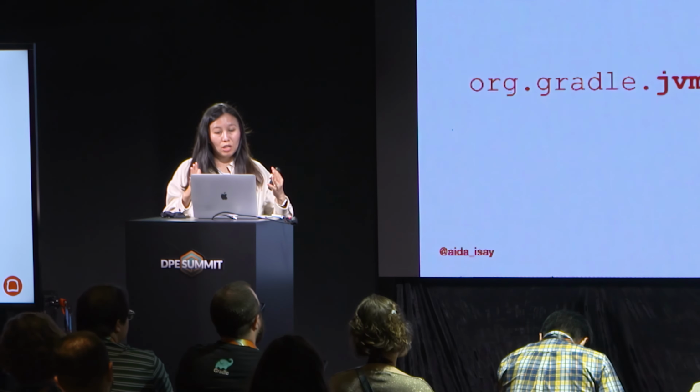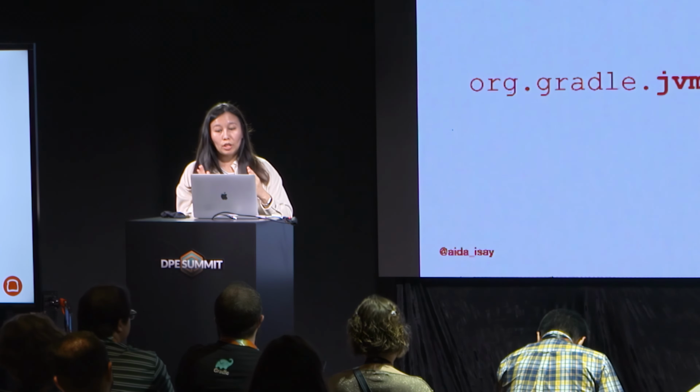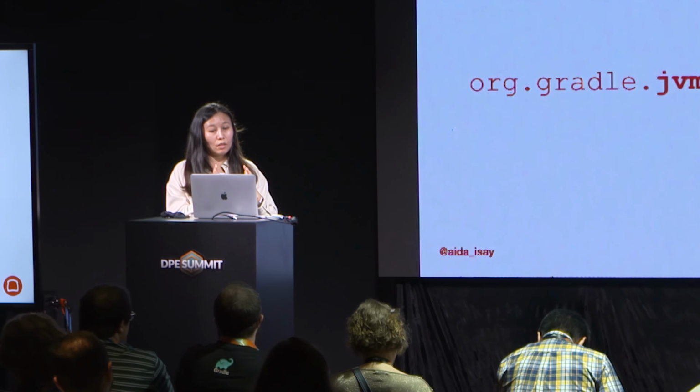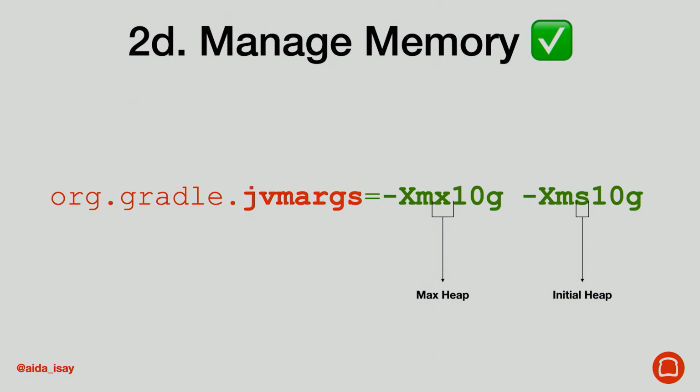Just because when you set the proper initial heap size, you're reducing the time the JVM spends in garbage collection. So that's the one. And for the initial heap size, the name is going to be Xms. Very easy and straightforward.